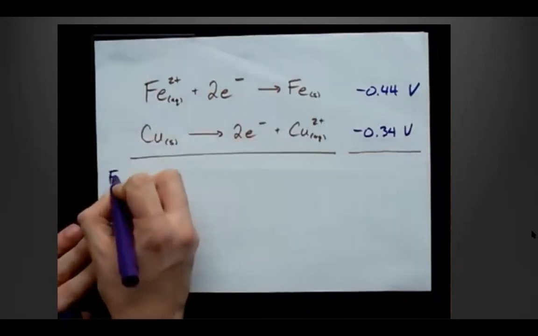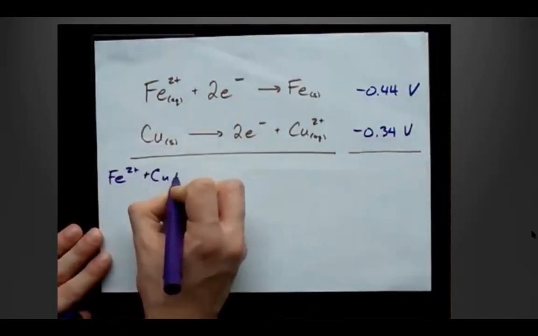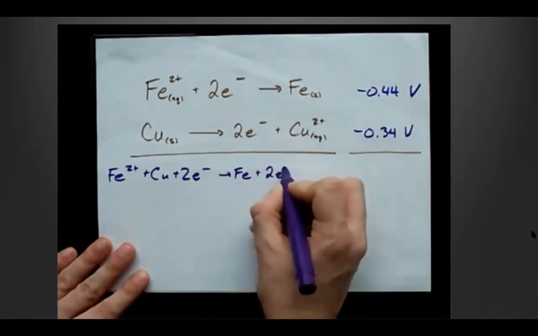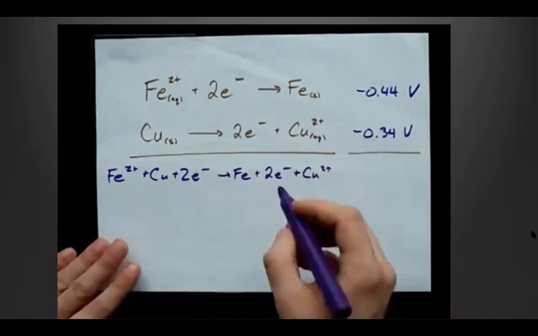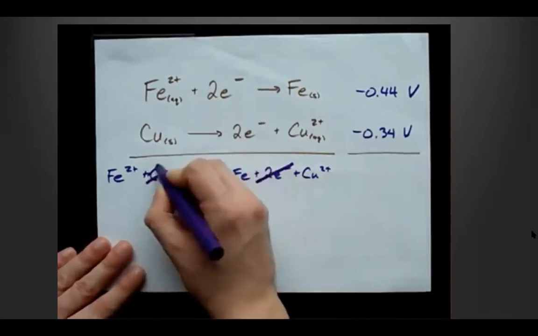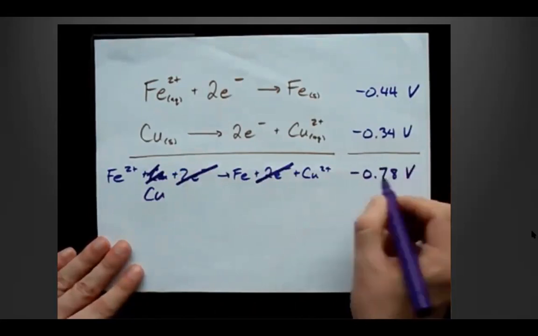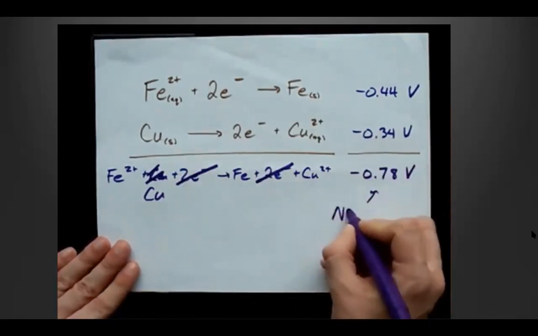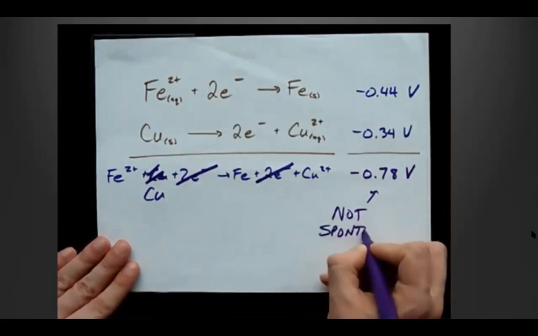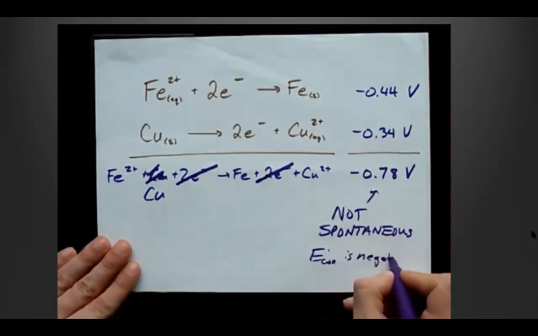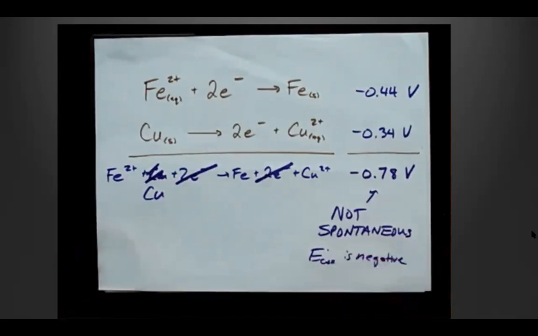When I add this reaction together, Fe2+ and copper and 2 electrons on the left, Fe and 2 electrons and copper 2+ on the right. Oops, didn't mean to cross that one out. My total E cell when I add these up is negative 0.78. This is not spontaneous. It does not happen as written, because E cell is negative. You're going to have to remember: negative E cell, not spontaneous; positive E cell, spontaneous.